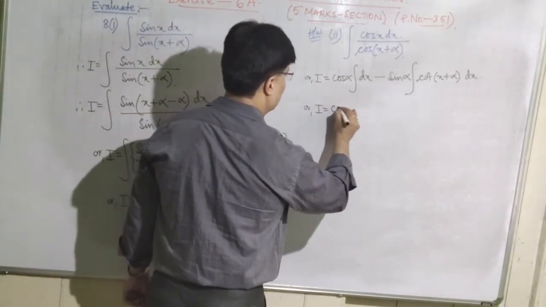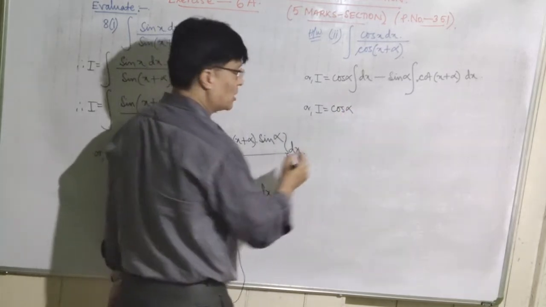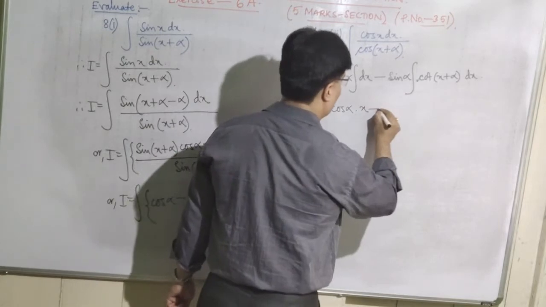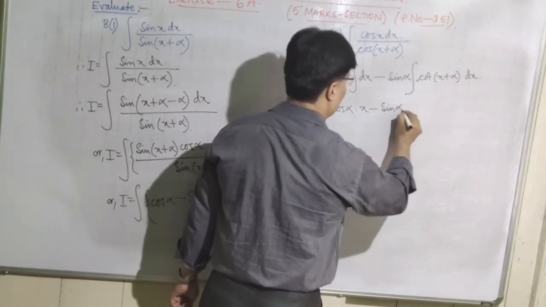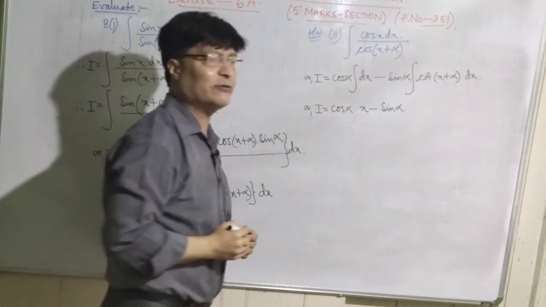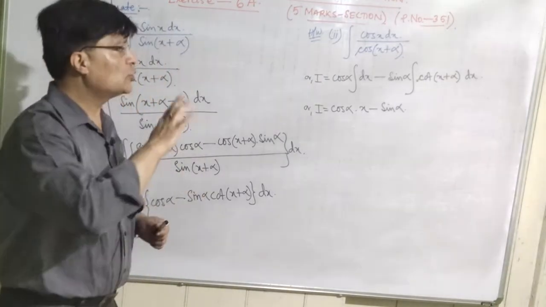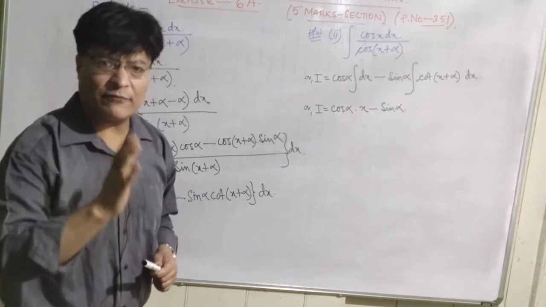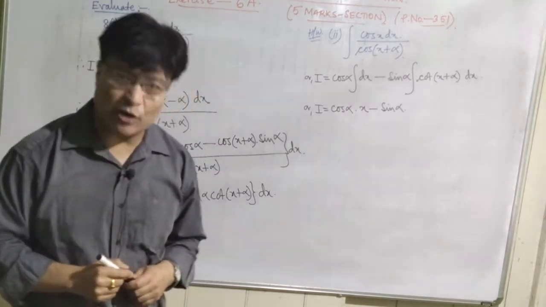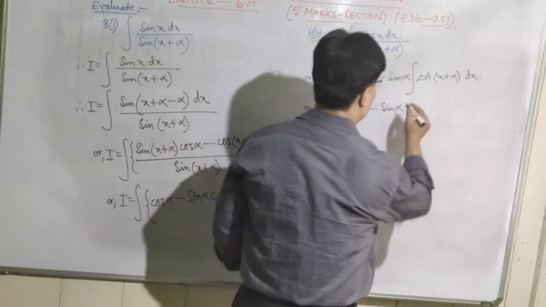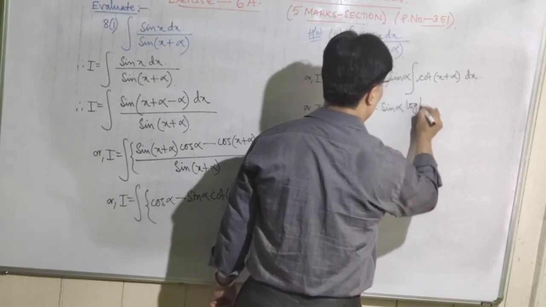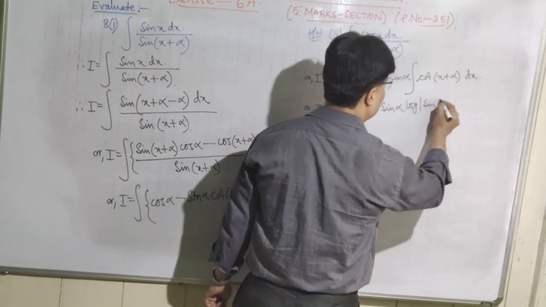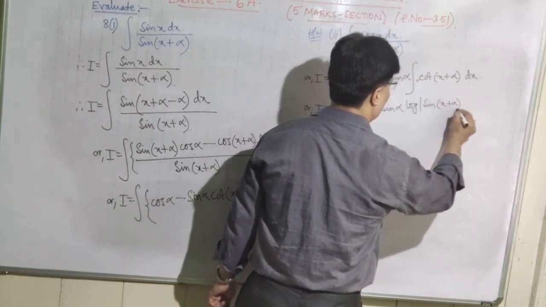Or I is equal to cos alpha into, what is the integral of sine dx? That is your x. Minus sine alpha into, it is just like your integration of cot x. So x plus alpha can be taken as x. So what is the integration of cot x dx? It is log of sine x. You know that, isn't it? So it is log of mod sine x. But here what is sine x? It is x plus alpha.